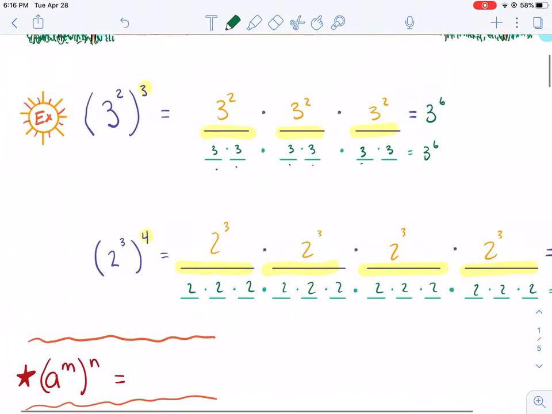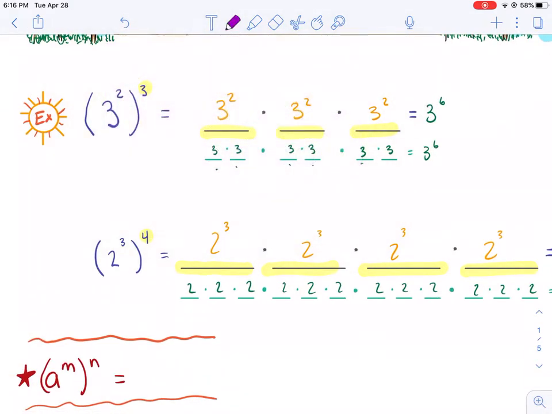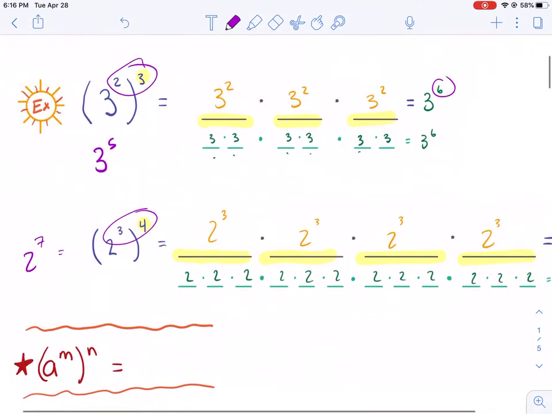Well, a common mistake I see is people decide to do the process of adding exponents. So they put 3 to the 5th, and they say this is 2 to the 7th. This is the only time you multiply powers. A power to a power, you multiply exponents. So 2 times 3 gives me 6. 4 times 3 gives me 12. That's where that comes from.